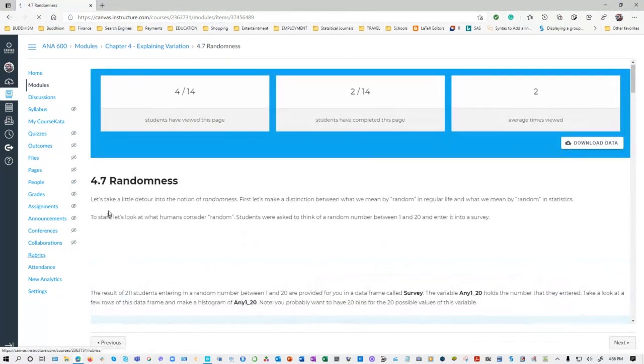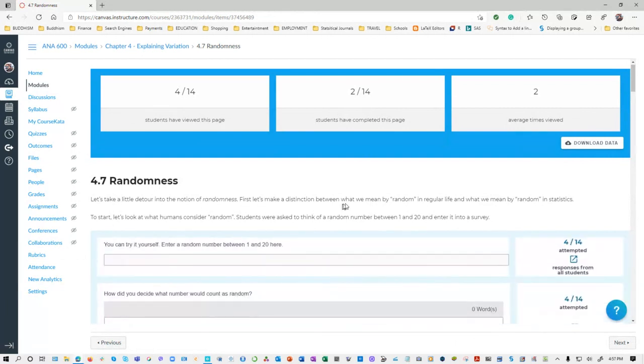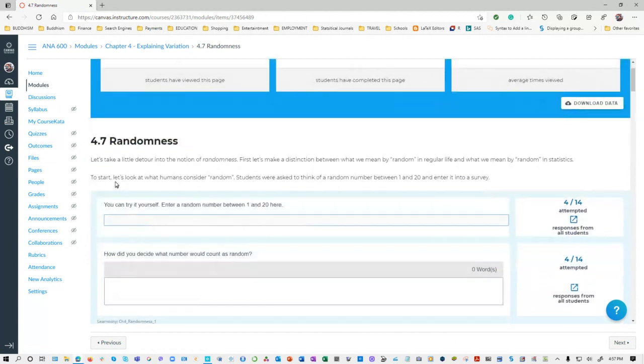Let's take a little bit of a detour into the notion of random. First, let's make a distinction between what we mean by random in regular life and what we mean by random in statistics. To start, let's look at what humans consider random.